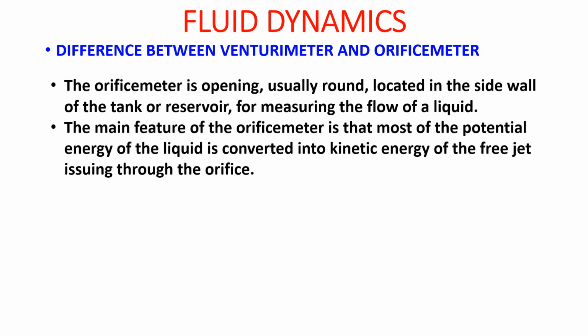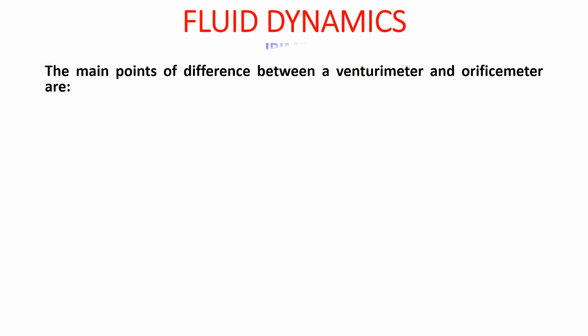Now the orifice meter. What is an orifice meter, which we have just seen? It is an opening, usually round, located in the side wall of a tank or reservoir for measuring the flow of a liquid. The main feature of the orifice meter is that most of the potential energy of the liquid is converted into kinetic energy of the free jet issuing from the orifice. This is nothing but the difference.